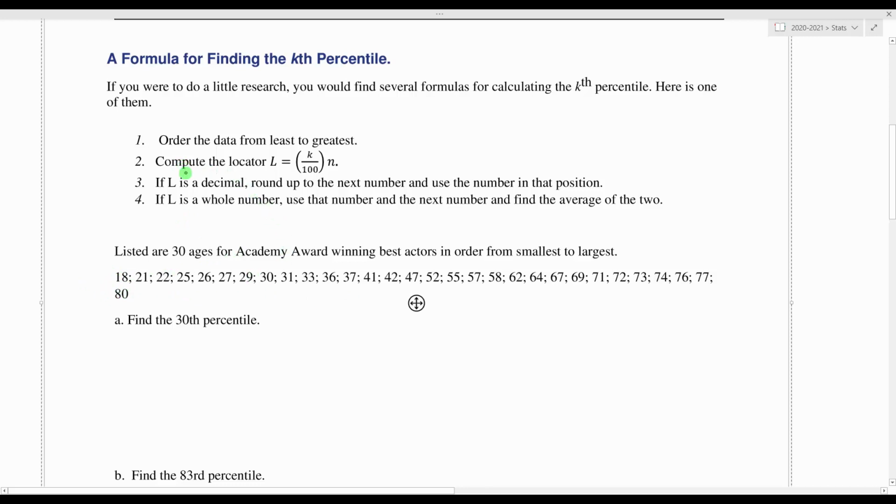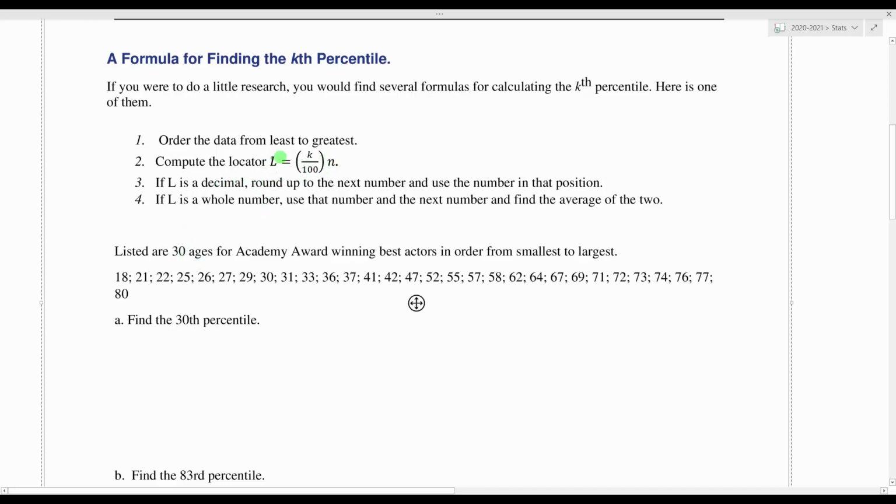And we're going to calculate this thing called a locator. So this is the formula for the locator where K represents the percentile you're trying to find, and N represents our sample size. So for our problem down here, that's going to be 30.